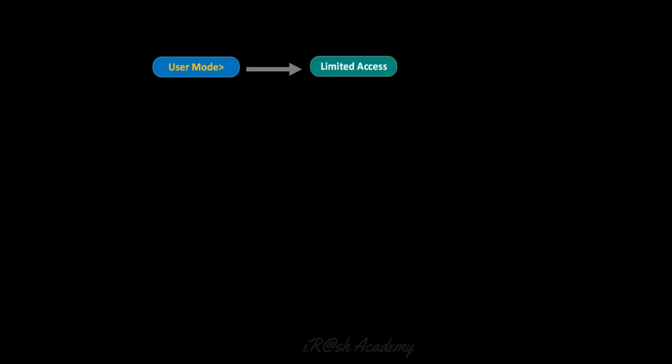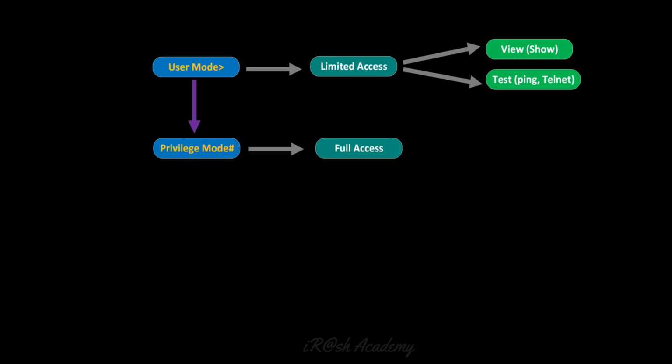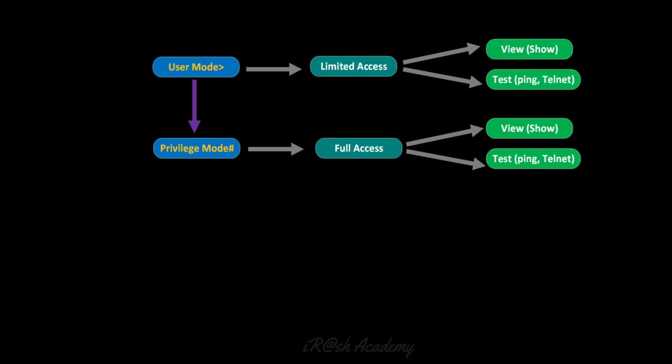And in user mode, you get limited access to the resources, such as you can view the information using the show command, and you can do the connectivity test using the telnet or ping command. And from the user mode, when you go to the privilege mode, you get full access to the resources. Whatever you could do in user mode, you can do the same in privilege mode with additional access. For example, you can view the information using the show commands, and you can do more advanced troubleshooting using the ping and telnet command, and more options are also available in this privilege mode.